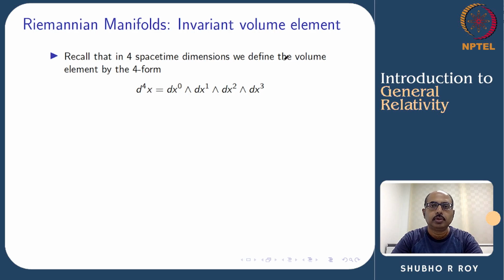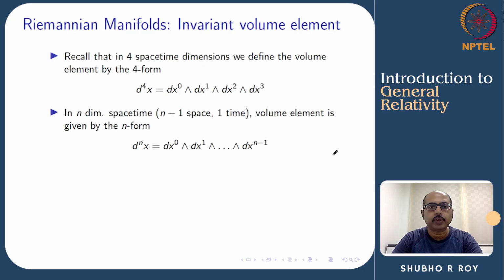Okay. So now let's look at the invariant volume element. The volume element d^4x in 4 dimensions, you're already familiar with this, is the wedge product of the one forms, because in 4 dimensions you have 4 one forms. This is kind of unique. And we can generalize this to n-dimensional space-time, that is n-1 space and 1 time. The volume element is given by the n form, which is also unique, by this wedge product.